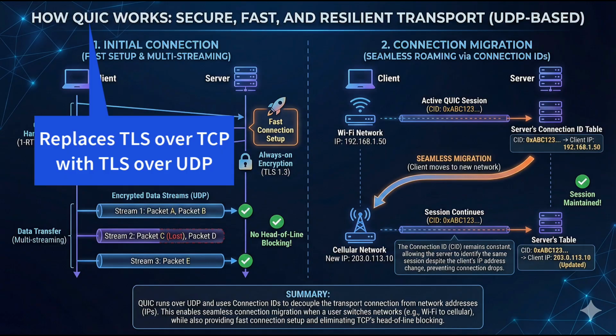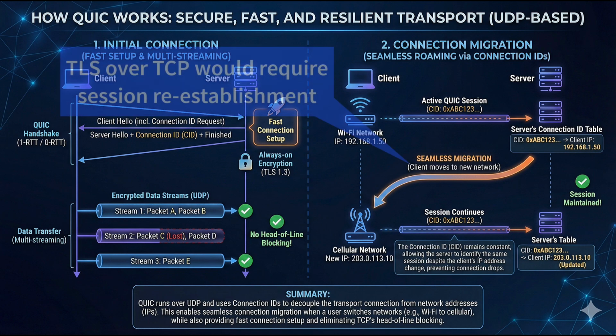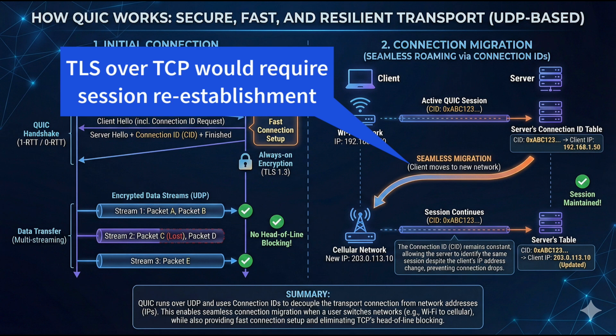QUIC is a modern response. It provides a secure transport with features like multiplexed streams and low-latency connection establishment, but it runs over UDP, so it can be updated more quickly in user space. It's also designed to handle mobility better. Think of a phone switching from Wi-Fi to cellular because it supports connection migration across network paths.